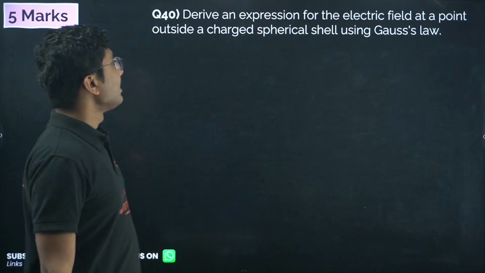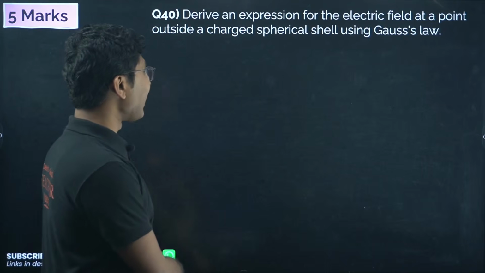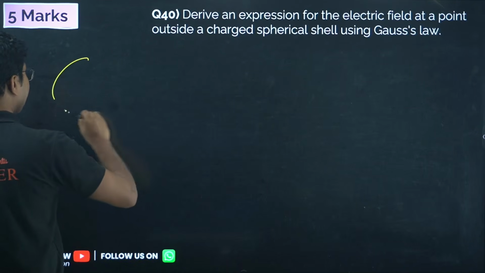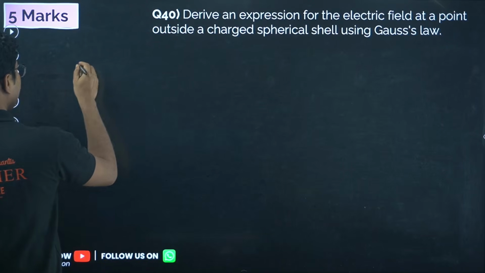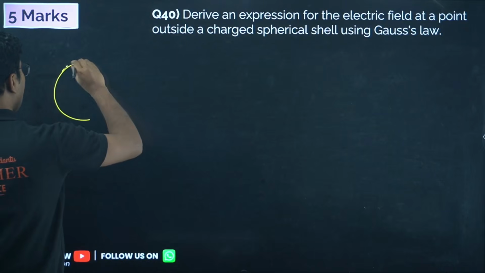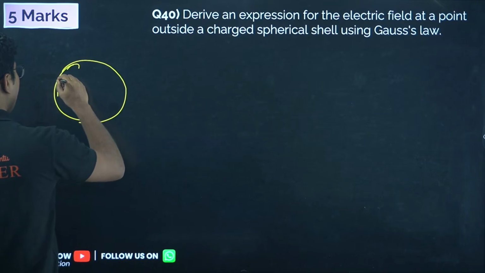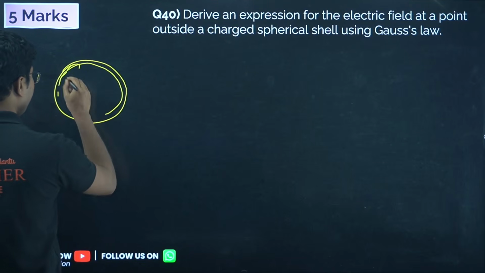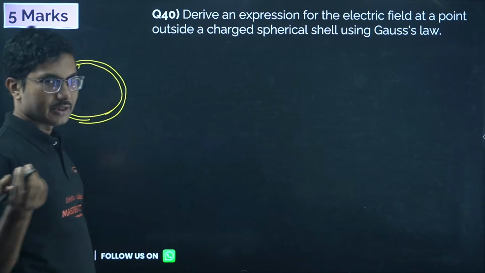Now next, derive an expression for electric field at a point outside a charged spherical shell using Gauss's law. Again, this can come with "state Gauss's law", that is also possible, and then find the electric field outside a shell. What will be the electric field inside the shell can also be asked. Don't worry, we will obviously tell you. Gauss's law I have already given.